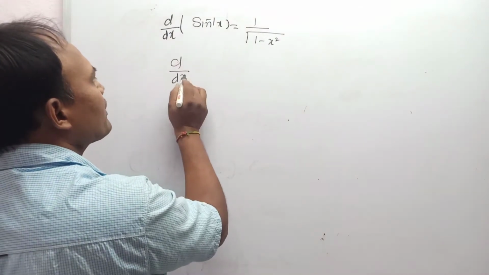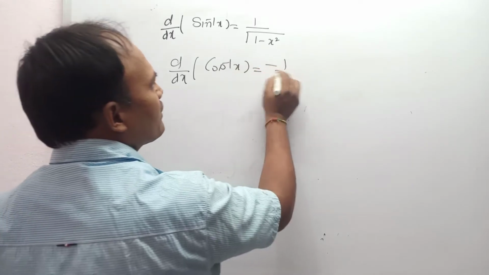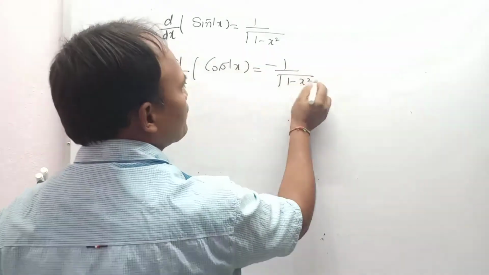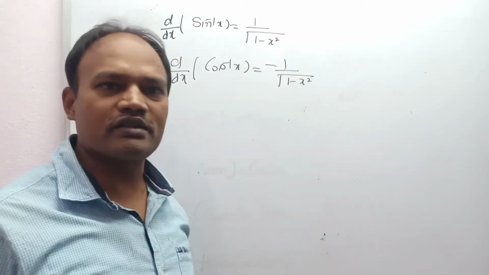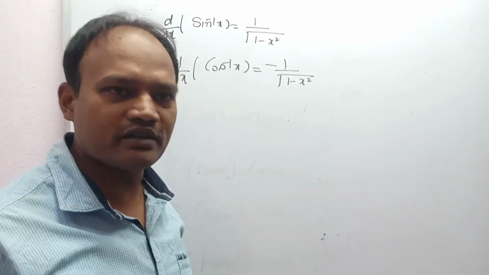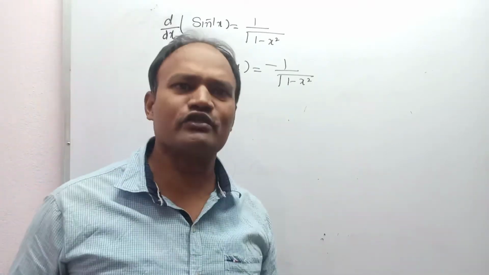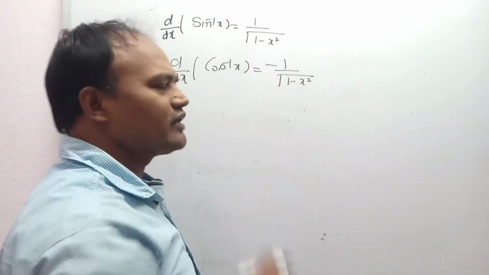In the same way, when we talk about d by dx of cos inverse x, it has a negative sign before it. d by dx of sin inverse x is 1 upon root 1 minus x square, and d by dx of cos inverse x is minus 1 upon root 1 minus x square. So what is the difference students? There is only one difference, that this one has a positive sign and that one has a negative sign.